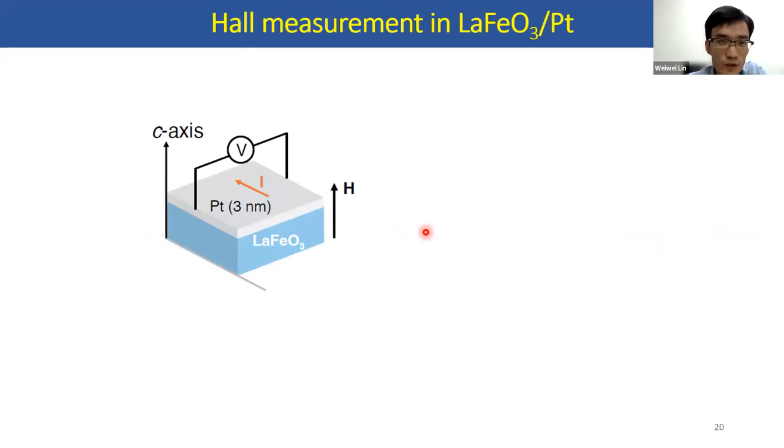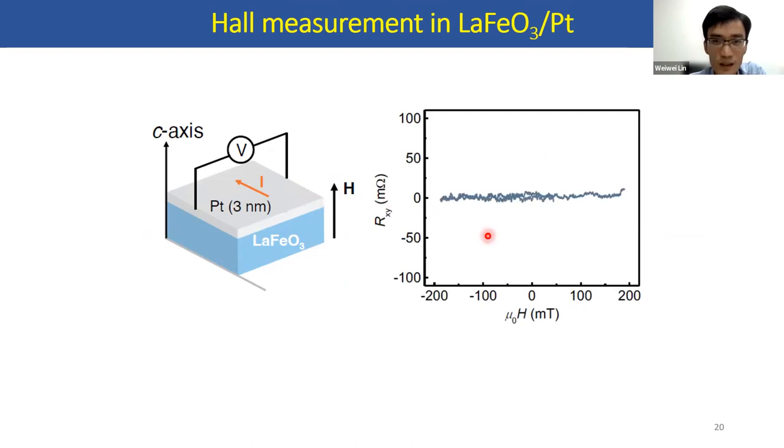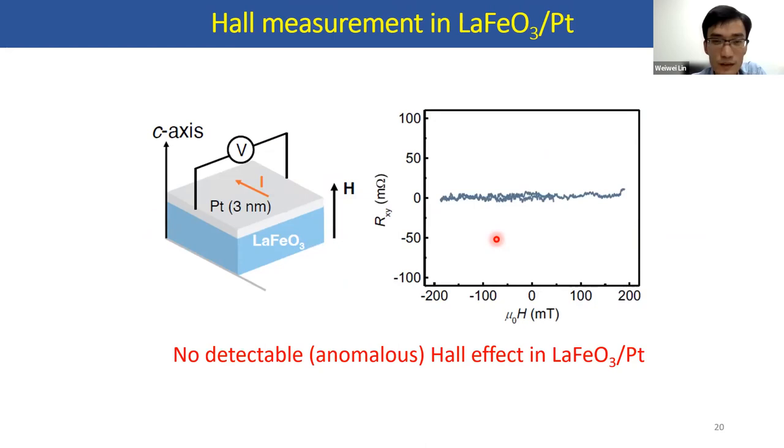So we also carry out the measurement using the charge current to replace the in-plane temperature gradient. So we apply a current flowing in the platinum and we apply the perpendicular magnetic field and measure the transverse voltage. So this is the configuration of the whole measurement. Here is the result. No detectable Hall effect, or we can say no normal Hall effect in lanthanum ferrite platinum heterostructures. So this can exclude any charge current effect in this measurement. So we really measure the pure spin current signal.